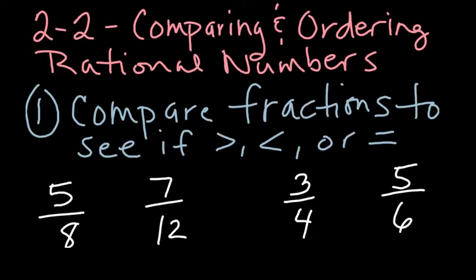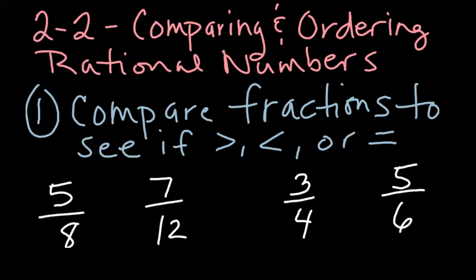Section 2-2, comparing and ordering rational numbers. Rational numbers are all the numbers you use all the time, like fractions and decimals and whole numbers. So let's see how we compare fractions. We want to decide if the answer is going to be greater than, less than, or equals.